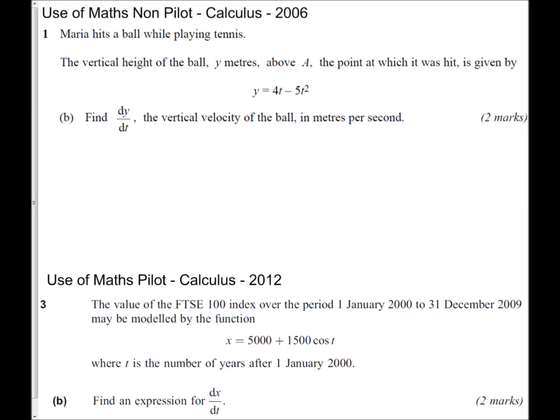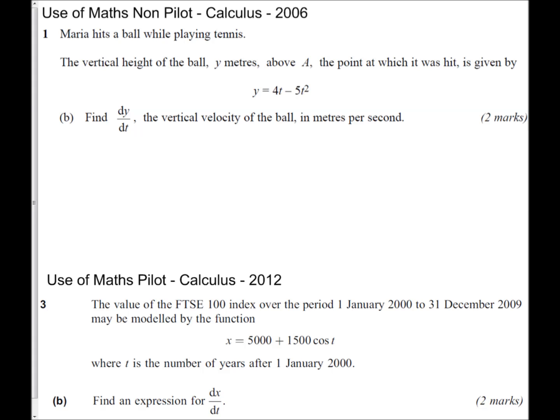So the first one I've taken from the Calculus 2006 paper. Maria hits a ball while playing tennis. The vertical height of the ball, y meters above A, the point at which it was hit, is given by y equals 4t minus 5t squared. Find dy by dt, the vertical velocity of the ball, in meters per second.